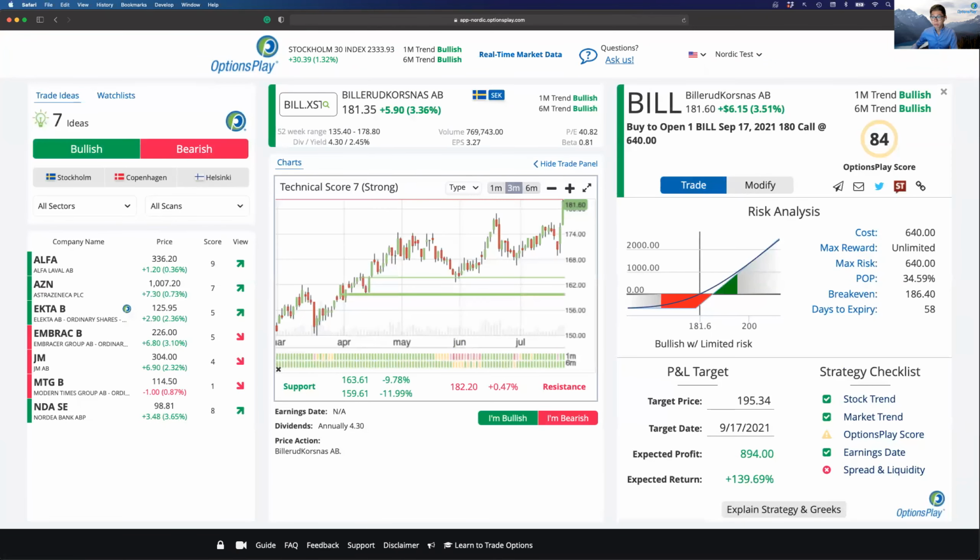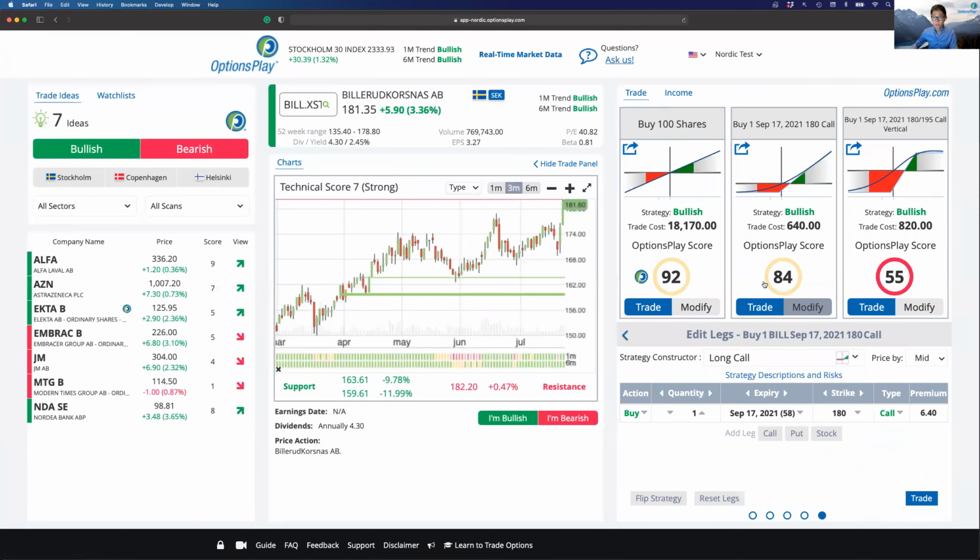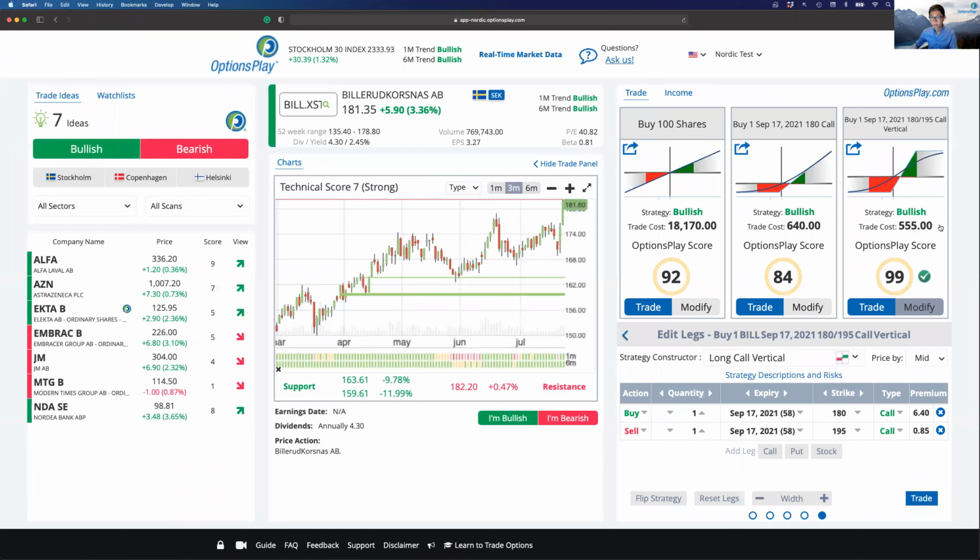Let's look at another trade for BILL. Instead of buying a call option here, why don't we look at a debit spread? Let's see if we can find a debit spread here. Let's go out to September 17th and let's buy the 180-195 debit spread. So instead of risking 640 crowns, I'm only risking 550 crowns. Those are the potential benefits of this debit spread.